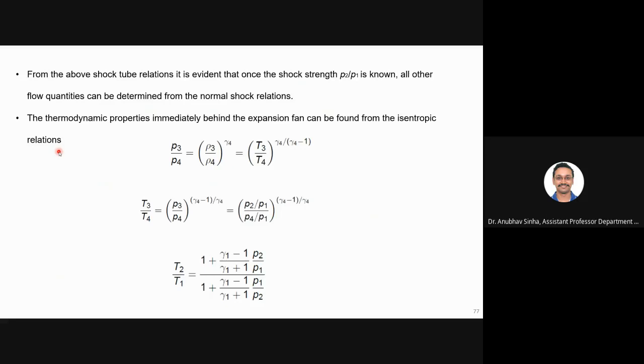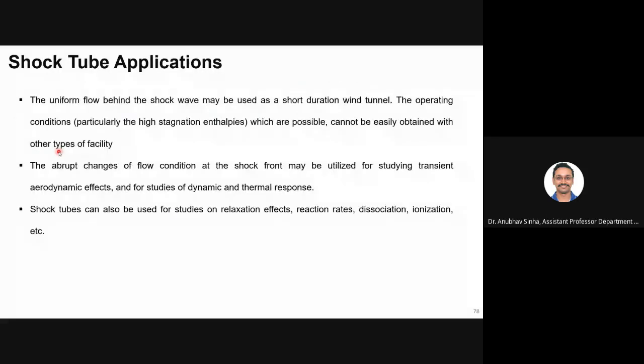Okay, now what are the applications of the shock tube? We can use it basically as a short duration wind tunnel. It will not run for long, it will be a few milliseconds, but you can obtain some very useful information using this apparatus. And basically we have very high temperature, velocity, or stagnation enthalpies. This cannot be obtained in a normal wind tunnel or the devices we generally use. So this is one of the major uses or advantages of having a shock tube.